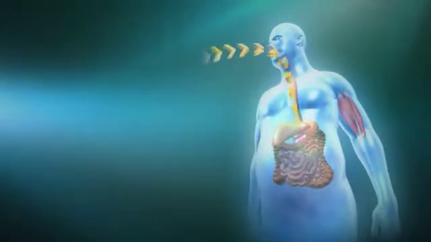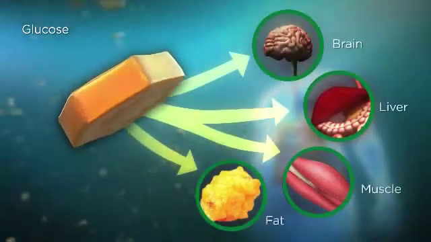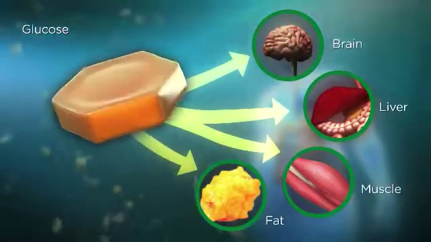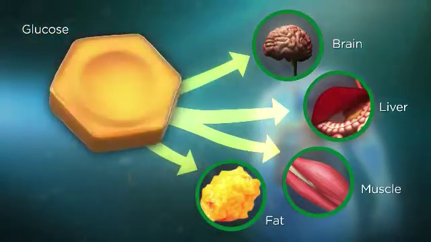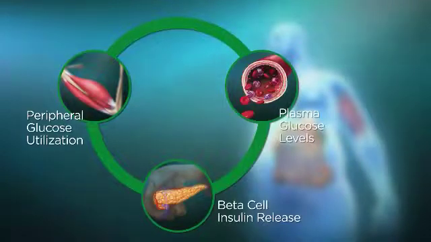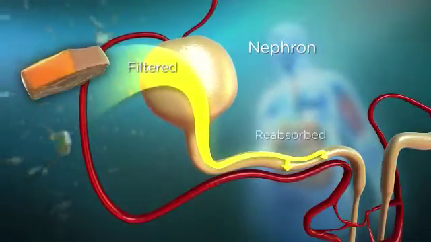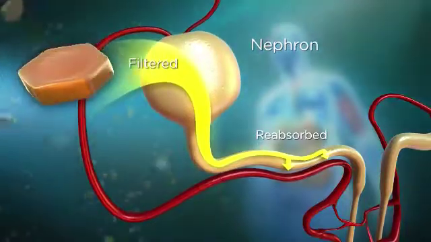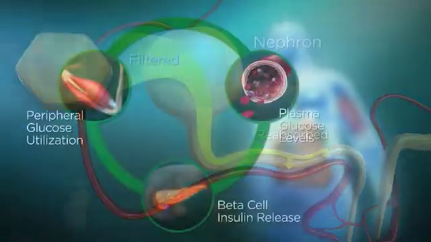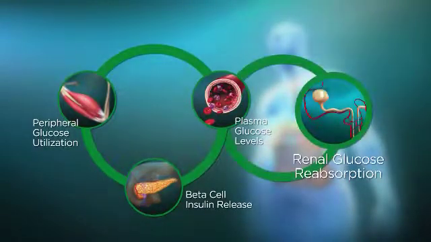After being ingested, glucose is absorbed in the gut and distributed via the blood to tissues and target organs. Insulin, together with other factors such as glucose transporters, plays a major role in this process. Glucose in the circulatory system is continuously filtered and reabsorbed in the kidney. Therefore, renal glucose reabsorption is an important element of glucose control.